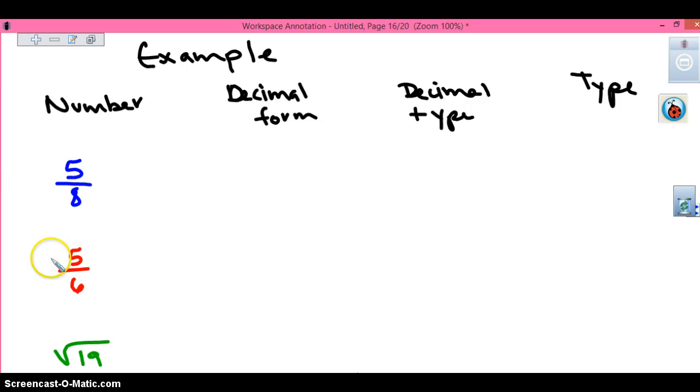So let's take a look at these numbers and let's classify these real numbers. So 5/8. What is 5/8 in decimal form? 0.625. What type of decimal is this? Terminating. It's a terminating decimal because it ends at 0.625. So is this a rational or an irrational number? Rational.